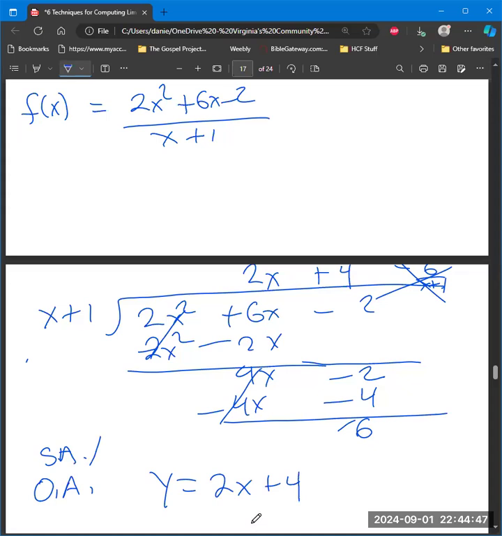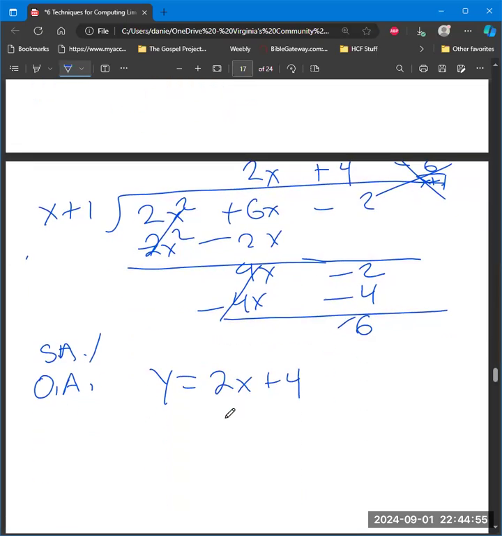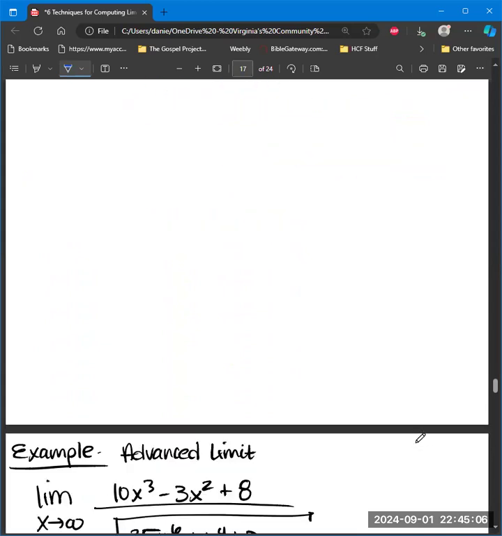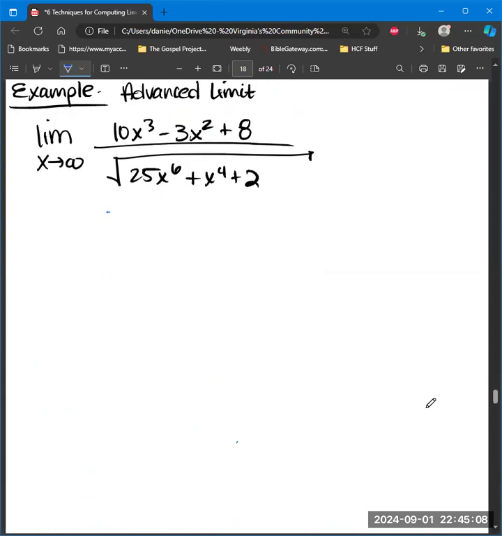Specifically, we get a slant asymptote, the equation of a line, if the degree of the top is exactly 1 degree higher than the degree of the bottom. It's usually what we're looking for. So there it is. And let's look at an advanced example of a limit going to infinity here.